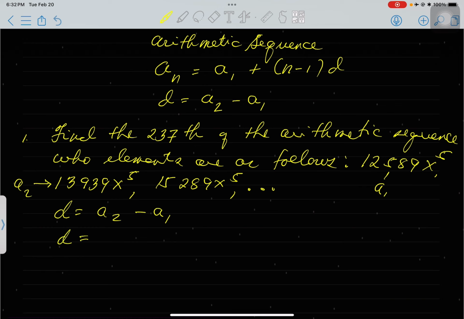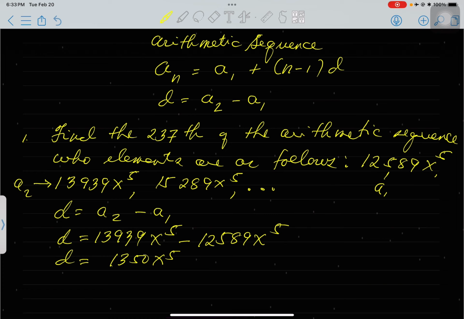D is equal to 13,939 x to the power of 5 minus 12,589 x to the power of 5. We will just subtract this, then we will be able to find the value of our constant difference. And now, our constant difference is 1,350 x to the power of 5. And if we are able to find the value of our d, we are now ready to find our 237th term of the given arithmetic sequence.